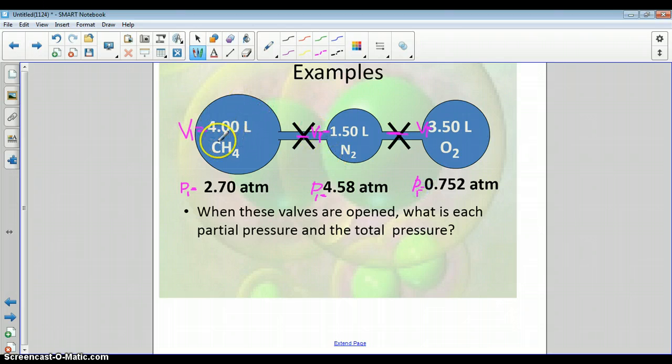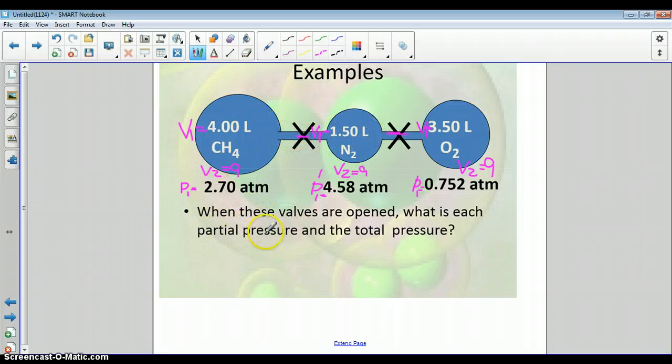All right, and we know that when we open these valves, the new volume will be 4 plus 1.5 plus 3.5, which gives us a total of 9. So we know that for all of these instances, our second volume is going to be 9. Now, we need to find the pressure of each gas when we open up the valves.